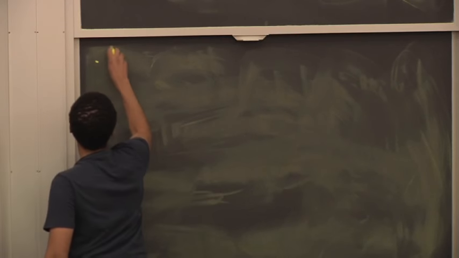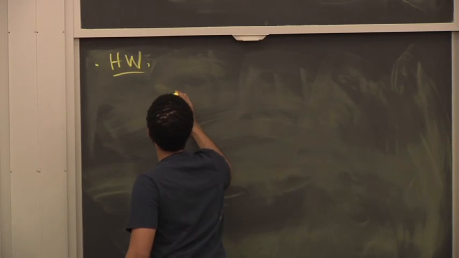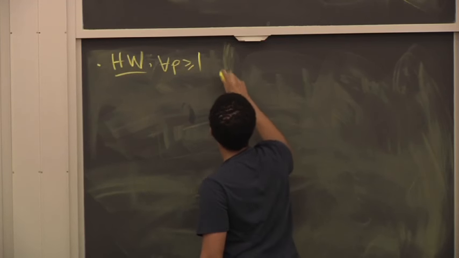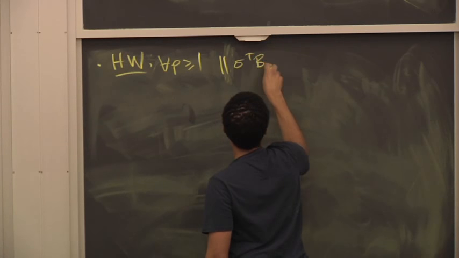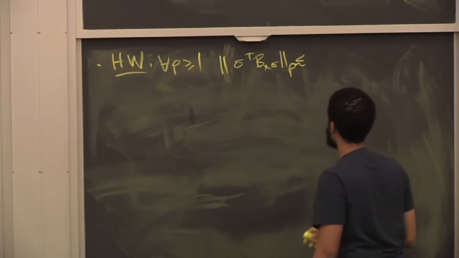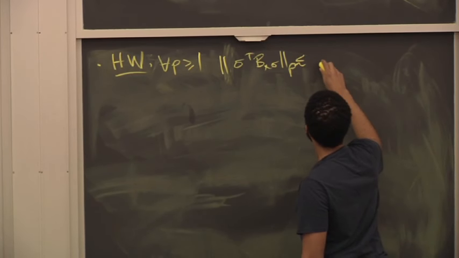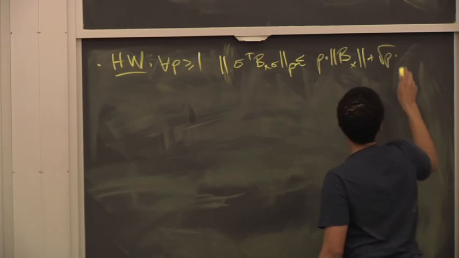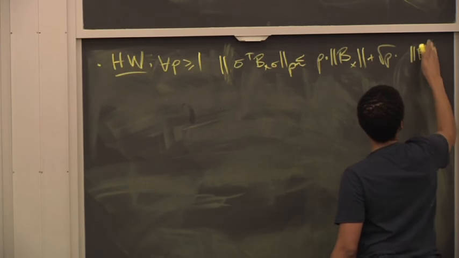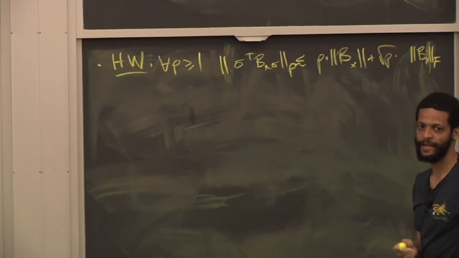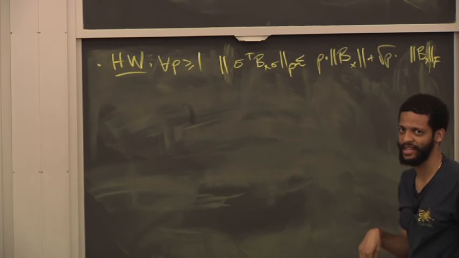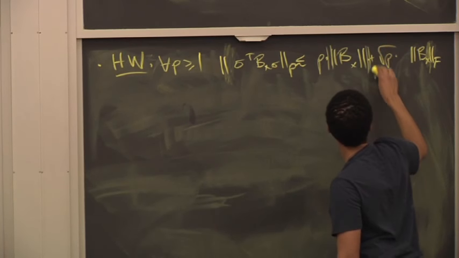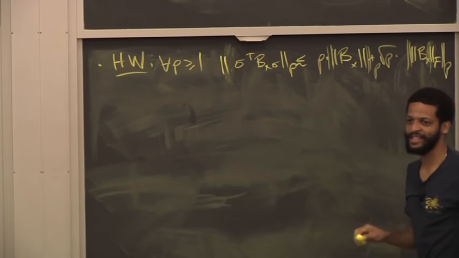And remember, Hanson-Wright says that for all p bigger than or equal to 1, if you look at the p-norm of σ transpose Bx σ, it's at most p times the operator norm plus root p times the Frobenius norm. But actually, B is a random matrix that depends on delta, so there's actually a p-norm again here over the randomness in delta.